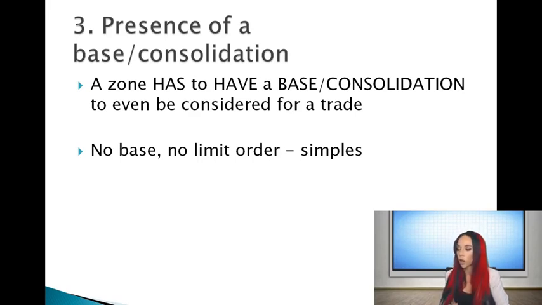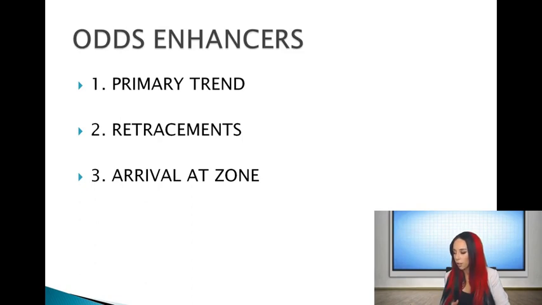If you're looking at a large time frame, then obviously you will run into normal formations. You may be able to trade it, but then drop down to the daily chart and look for the base inside that whole area to find a nested level. But remember that usually for the limit orders, if you don't have a base, you don't have a trade, because this is a filter. Next up are odds enhancers.